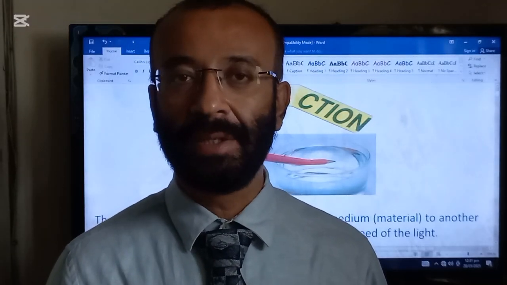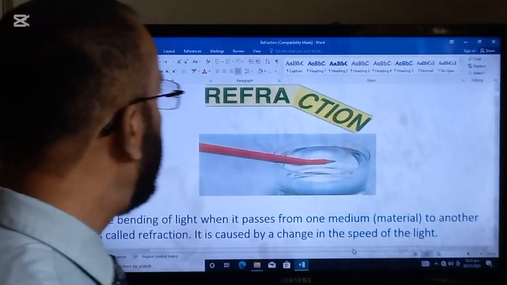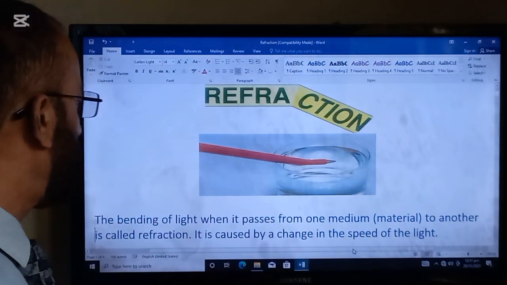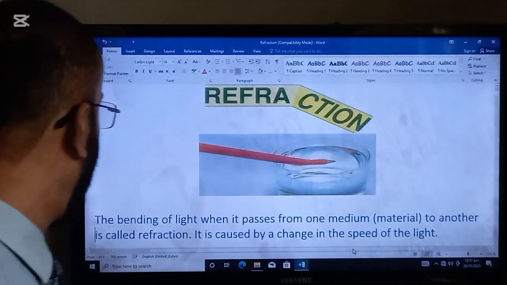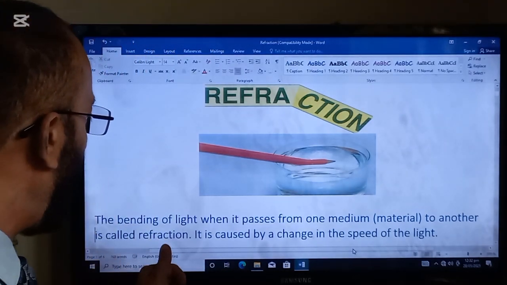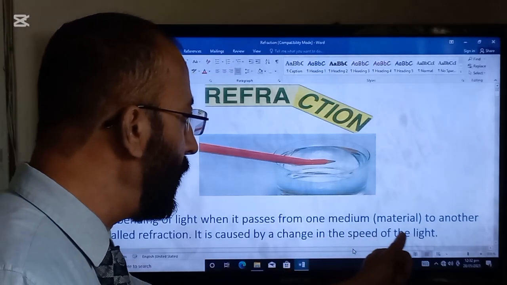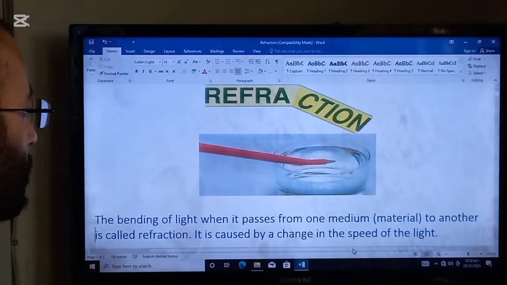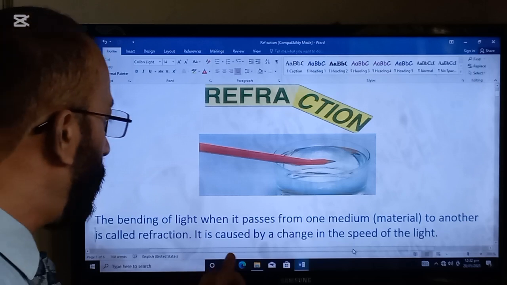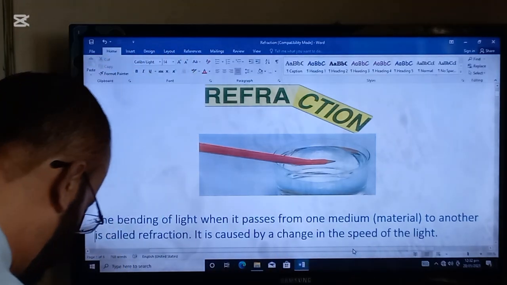Good morning, students. Today's topic in physics is a very important one, that is refraction. So concentrate yourself. We are going to start now. The bending of the light when it passes from one material to another is called refraction. It is caused by a change in the speed of the light.